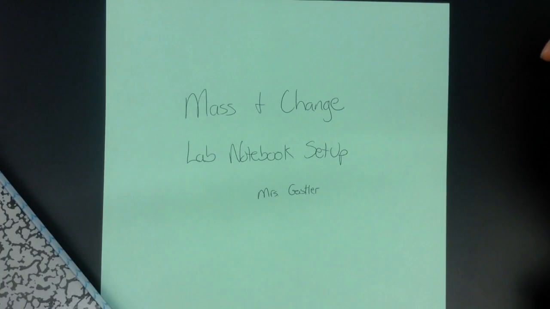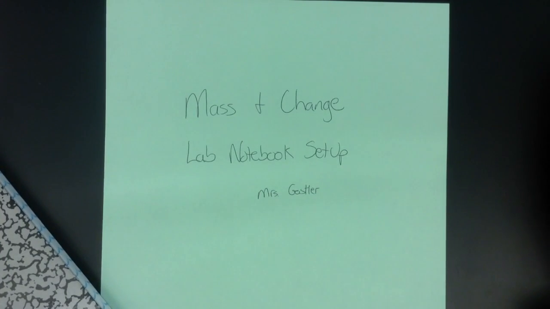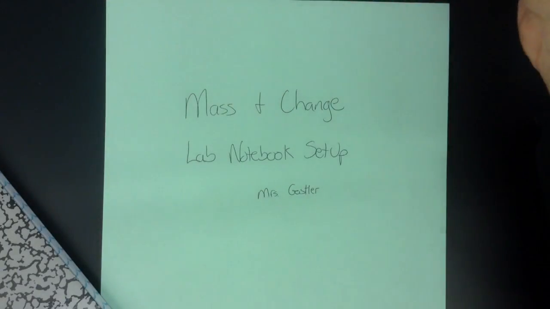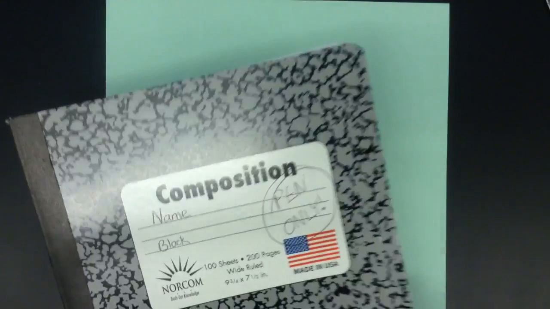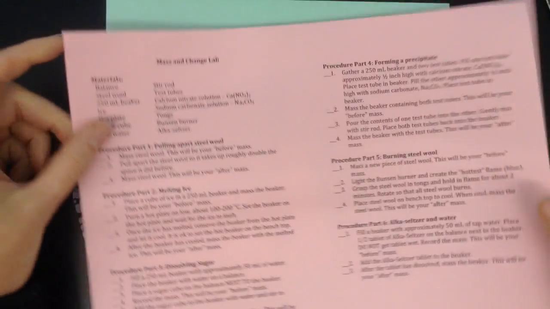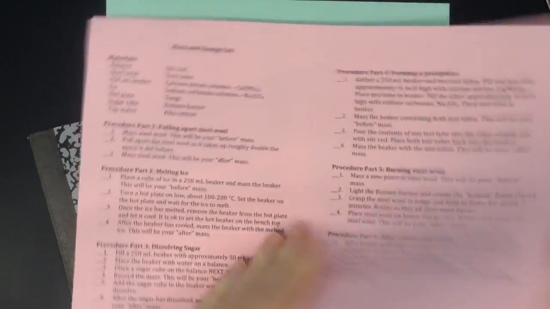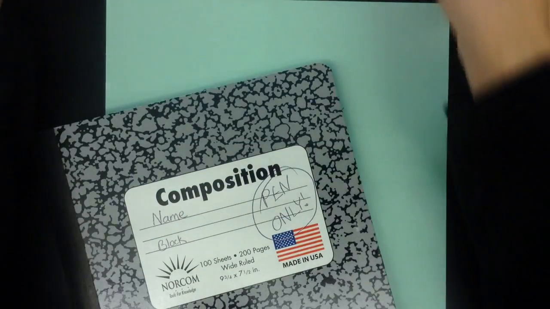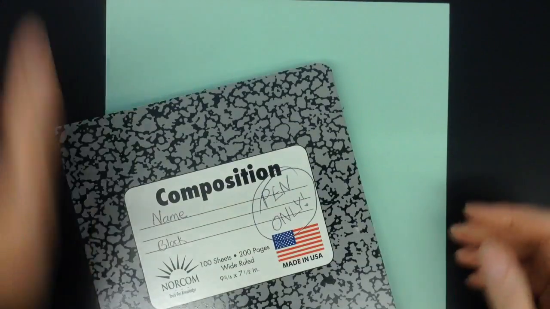Hi guys, in this video we are going to get your lab notebook ready to do the Mass and Change lab. If you do not have your lab notebook, you're going to need that. And you also need a copy of the procedure. It's on pink paper if you're in my class. I don't know about the other teachers, but it looks the same in those other classes too. It's got some lines on it.